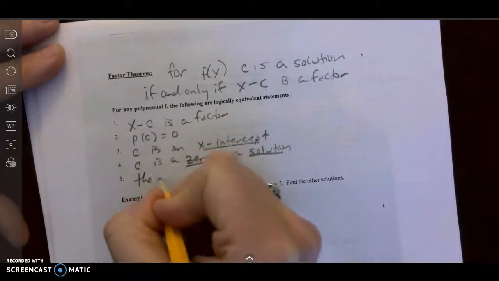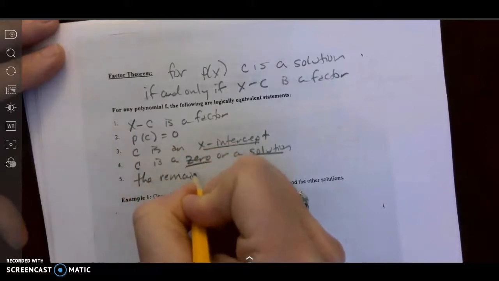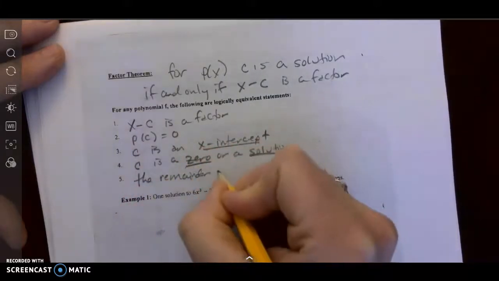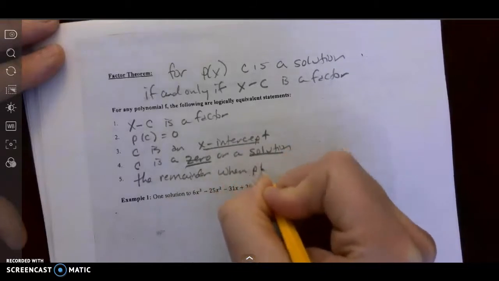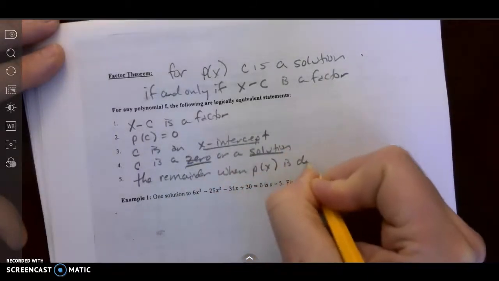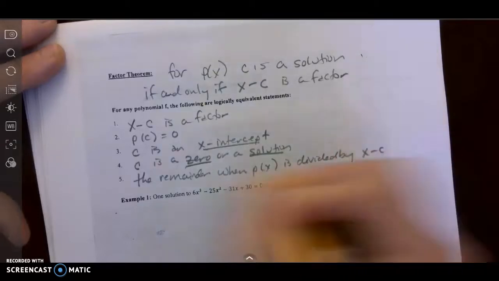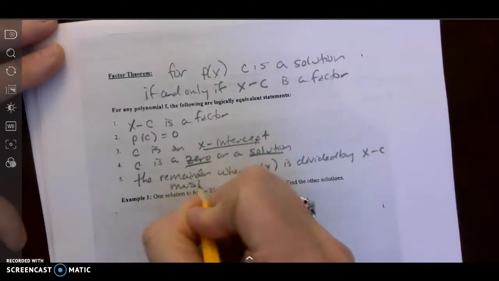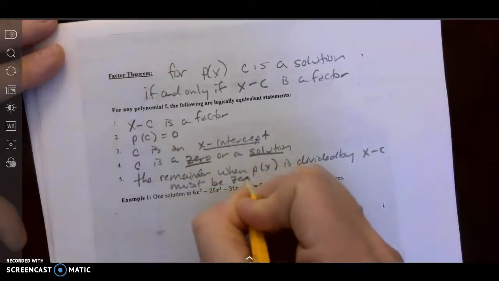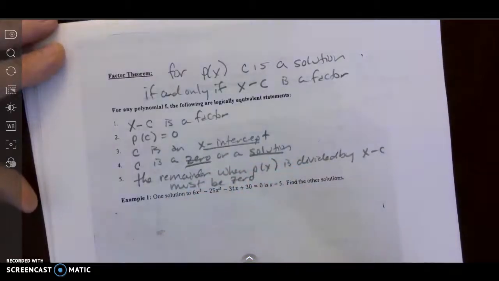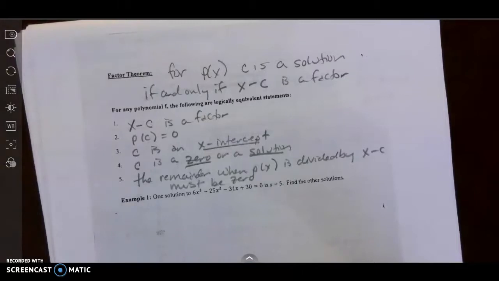And the remainder, when p of x is divided by x minus c, must be 0, or else it wouldn't be a factor. If it had a remainder, it's not a factor. So let's look at example 1.